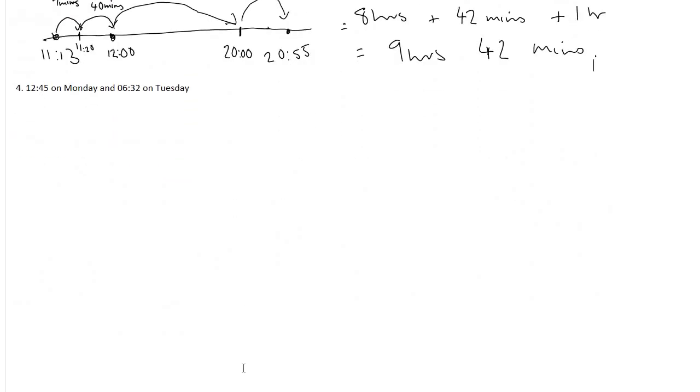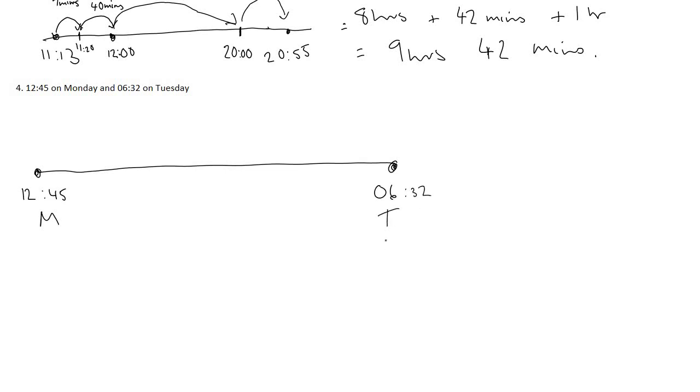So I've got from 12:45 on Monday up to 6:32 on Tuesday. Okay, so I'm splitting over a whole day. Okay, so I've got here 12:45 on a Monday, I'm going to write M for Monday, and 6:32 on Tuesday, T for Tuesday. And let's just put midnight in there, okay? 0, 0, 0, 0, there's midnight.